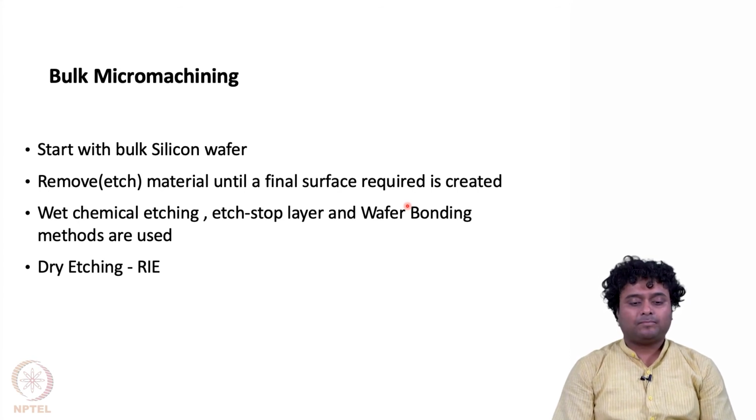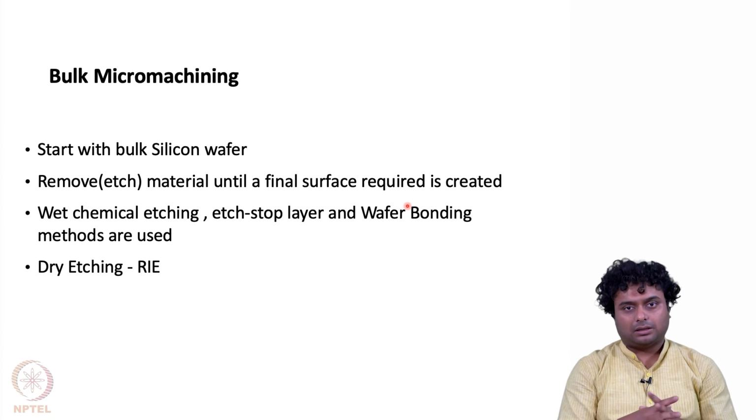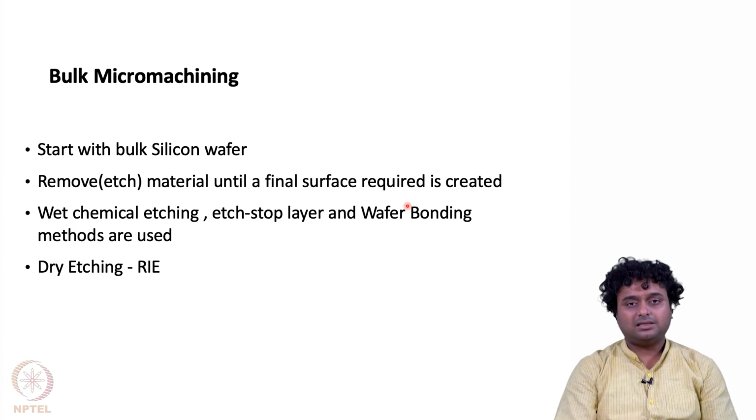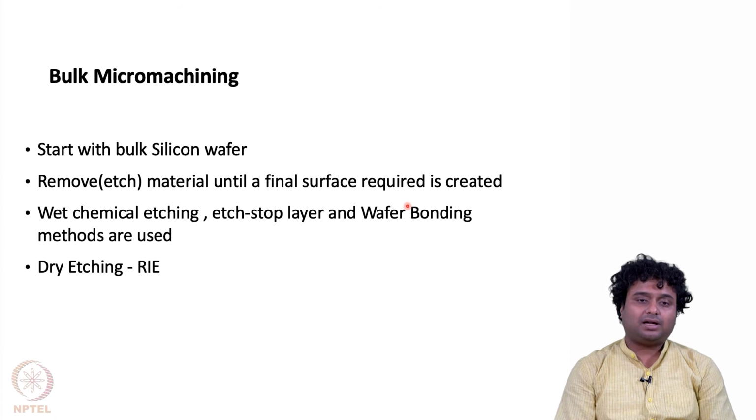In bulk micro machining we start with a bulk silicon wafer. As I was saying, manufacturing of silicon is done by processing ingots, which are cylindrical in shape, and then we cut the ingots parallelly, slice by slice, and each of these slices is used for microfabrication as a silicon wafer. Now we can remove material until the final surface is created. There are different techniques, a few of which we will discuss in this course, for how we can remove a material.